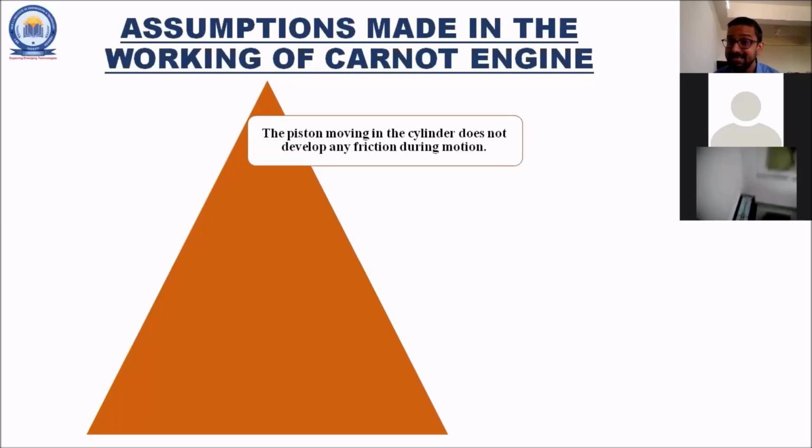I hope you are getting my point, dear students. Whenever there is motion, there will always be friction. If the friction is negligible, we neglect that friction. But in the assumption Carnot has taken, when the piston is moving in the cylinder, it does not develop any friction. And without friction, how will the motion be possible? I hope you are understanding the point. It is a hypothetical assumption.